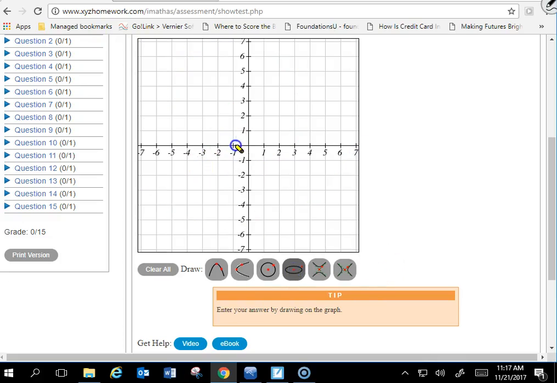Let's try that again. Negative 1, positive 3. And my corner is going to be right 4, and up 2. So click on that corner, and there your ellipse gets graphed. And from there, I can tell what the coordinates are of each vertex.